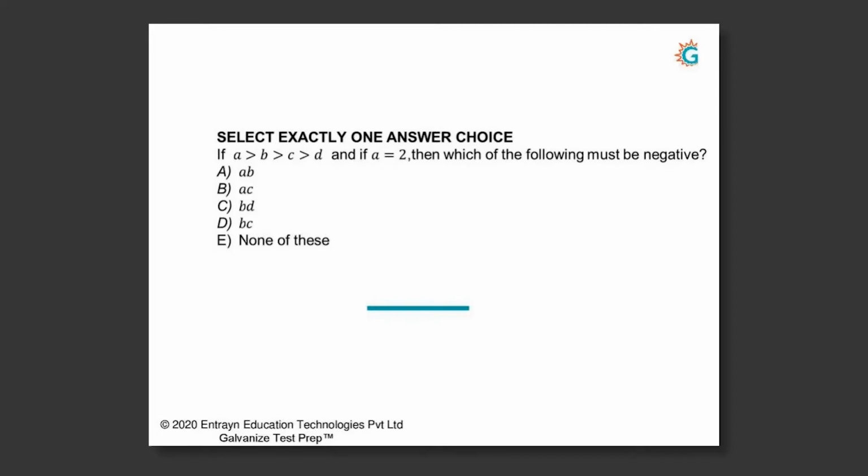AC can be negative, positive, or 0. Again, BD can be negative, positive, or 0. BC can be negative, positive, or 0. Again, it depends on what numbers you're plugging in. Since the question says "must be," that is a very important watchword here. It means that for all values, that option has to be true.